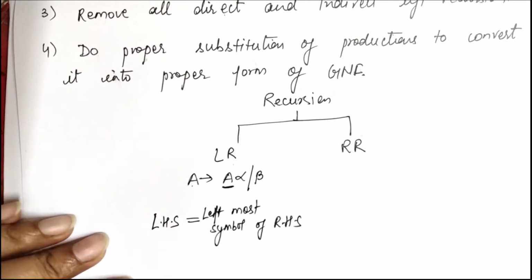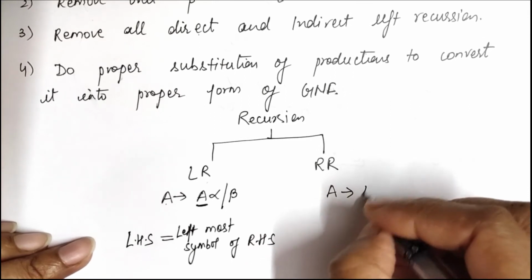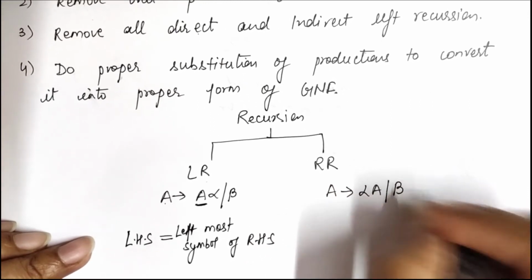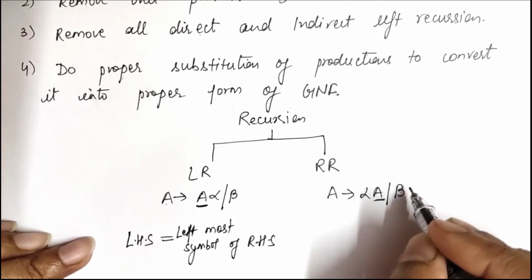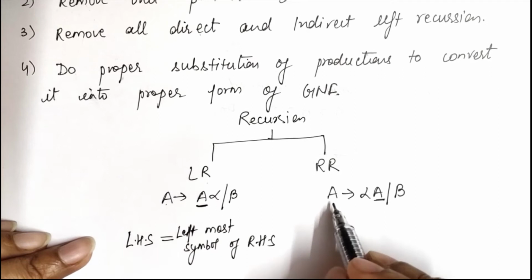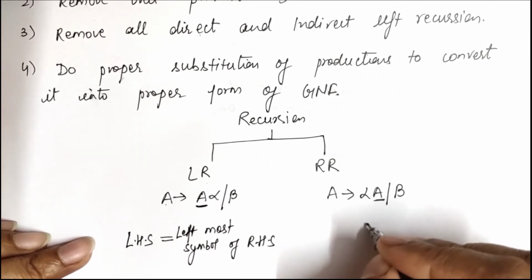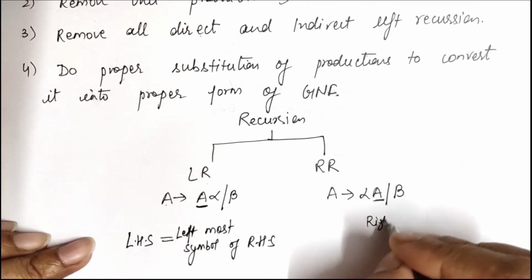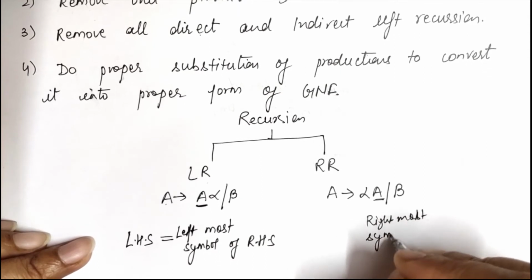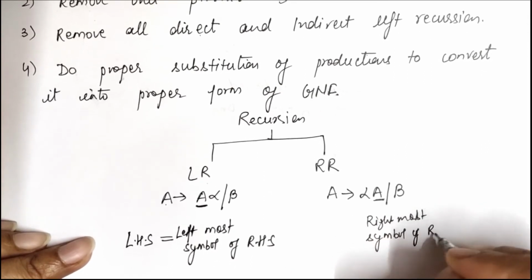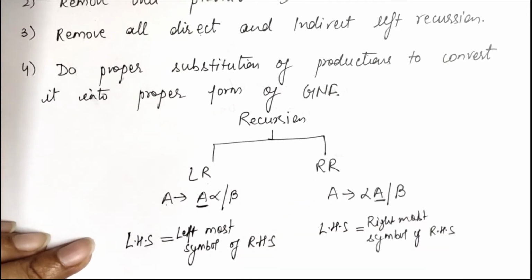Okay, and right recursion, if the grammar is in the form of A derives alpha A or beta. So in this, the rightmost element of the right hand side of the production is equal to the left hand side, then it is called right recursive. So this means the rightmost symbol of the right hand side of the production is equal to the left hand side, then it is called right recursive.